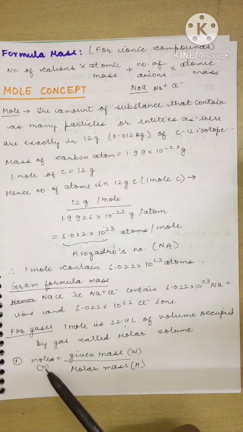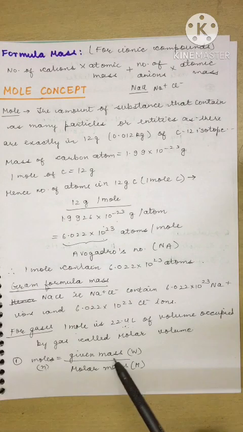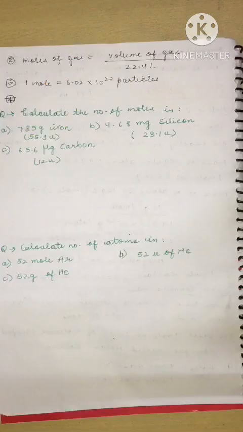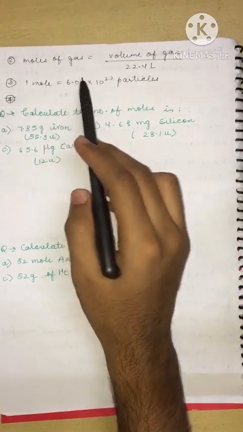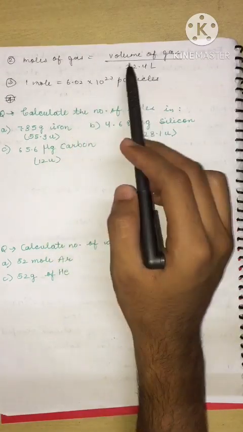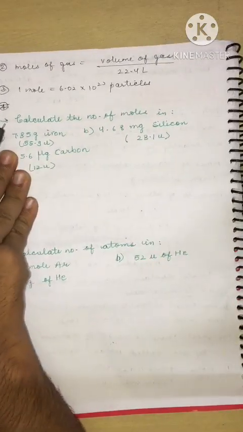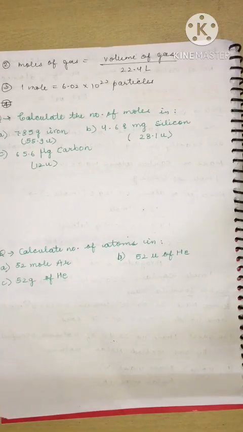Now there are some formulas like number of moles equals to given mass upon molar mass. This is the basic thing that you know. Next, the moles of gas, for gas we have this formula, that is volume of gas upon 22.4 liter, and 1 mole contains Avogadro number of particles. Let us come to the important questions which are given over here and we'll discuss all of them one by one. The first is that we have to calculate the number of moles in the following.